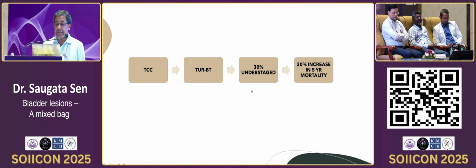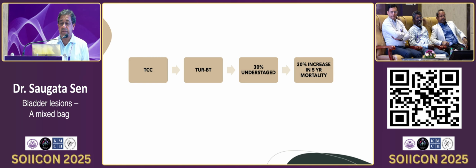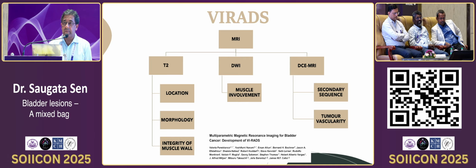And that means there is a 30% increase in 5-year mortality, which is a huge number, which is why radiology comes in to find out whether there is muscle invasion or not. And if you have to find out muscle invasion, what do you do? You can look at VI-RADS. Now I never knew VI-RADS. I don't practice VI-RADS, so I started looking at VI-RADS today at 3 o'clock in the morning.